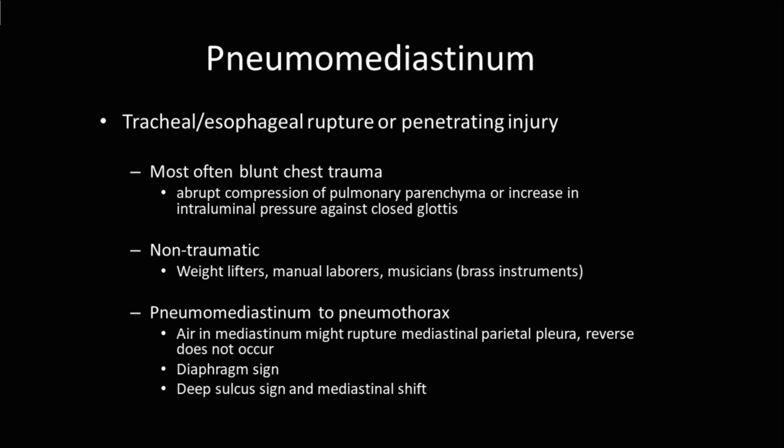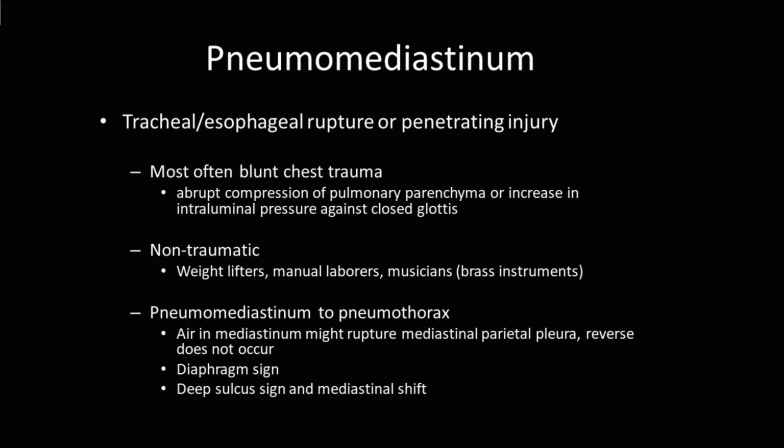I wanted to begin by discussing pneumomediastinum. These are caused by tracheal or esophageal rupture or penetrating injury. We see these most commonly with blunt chest trauma. It is caused by an abrupt compression of the pulmonary parenchyma or increase in intraluminal pressure against a closed glottis. You can see this being similar to a Valsalva maneuver with a blunt chest trauma. These can also be caused non-traumatically, by individuals that lift very heavy objects, as in weightlifters or manual laborers, or individuals that put a lot of force into a large brass instrument.